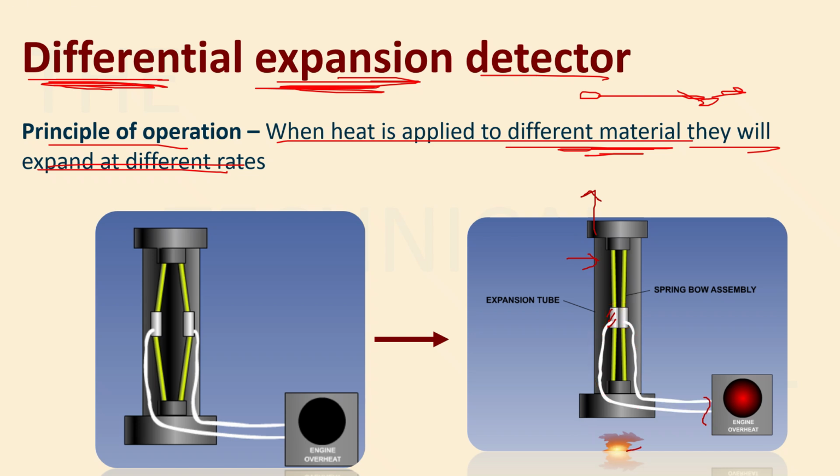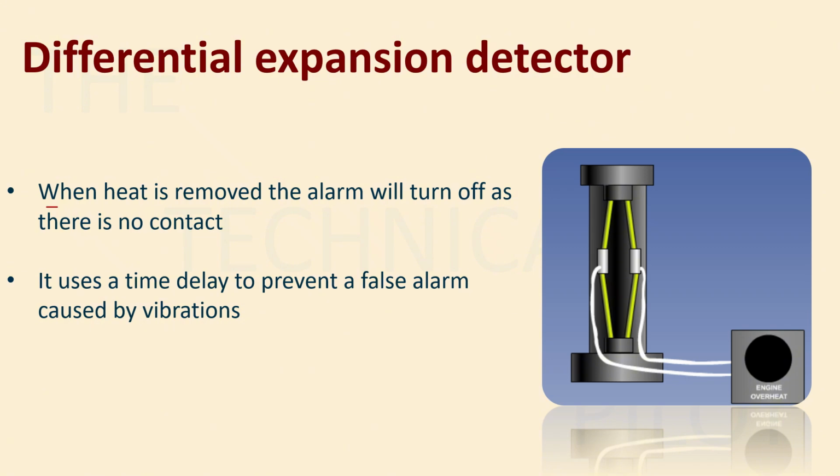And if I remove the heat, what will happen? It will come back to its original shape. The expansion will be gone. And what will happen to these contacts? They will move apart, so there won't be any contact and the light will extinguish. So they help us in detecting fire and also when the fire is removed. When the heat is removed, the alarm will turn off as there is no contact. As I've already told you, it is in the normal position again because it has contracted.